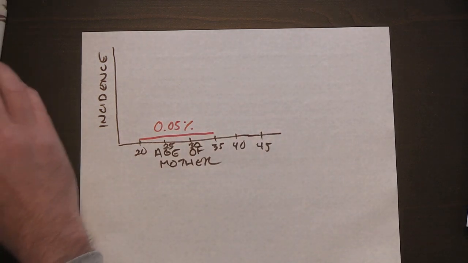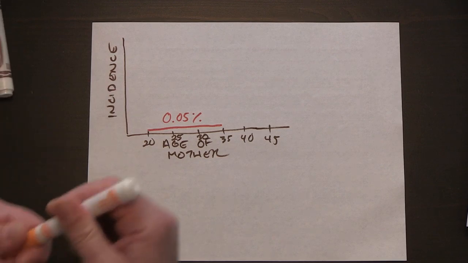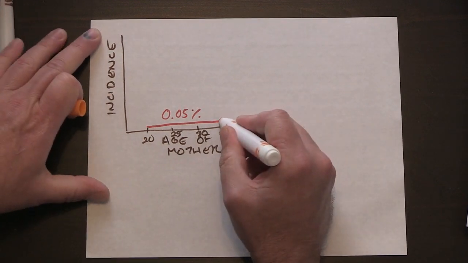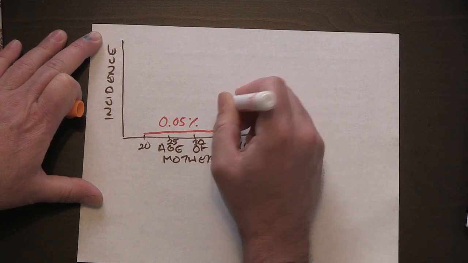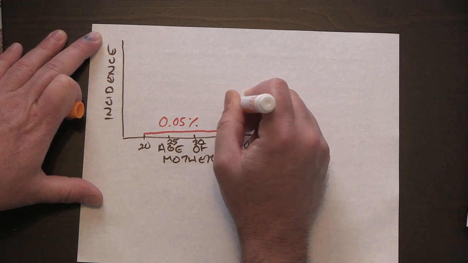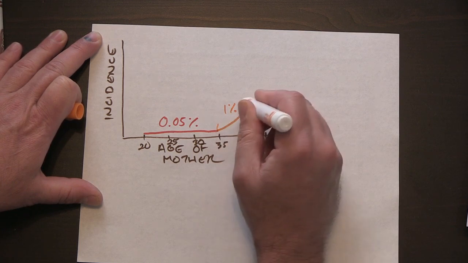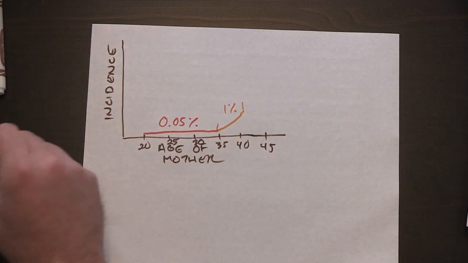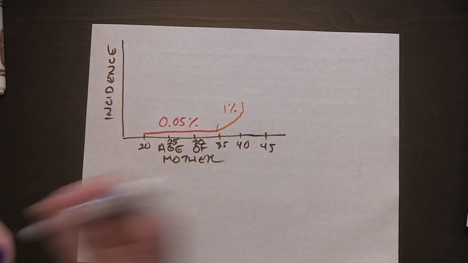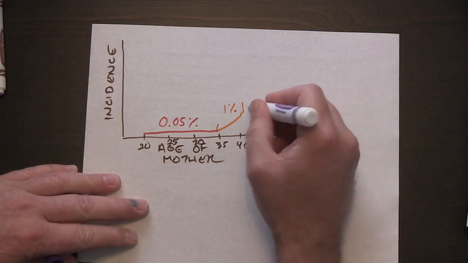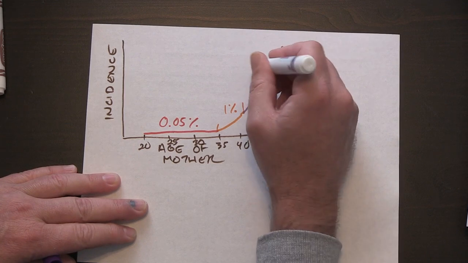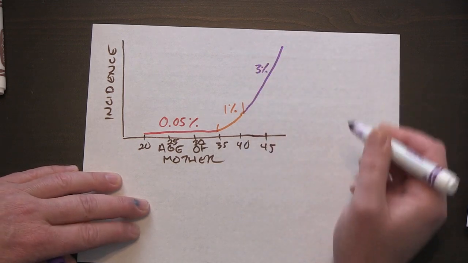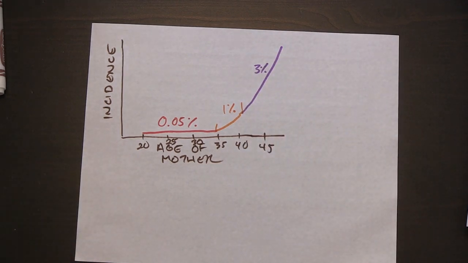But as the age of the mother goes up to 40, the incidence rate doubles to about 1%. And if we go up to 45, it goes up even more. So this is 3%. So it goes up quite a bit.